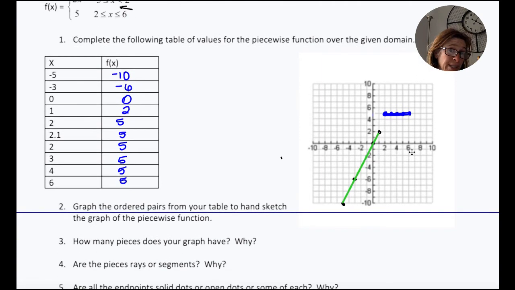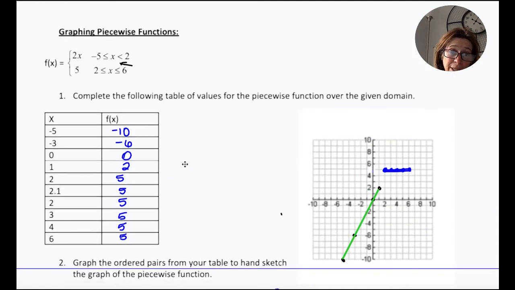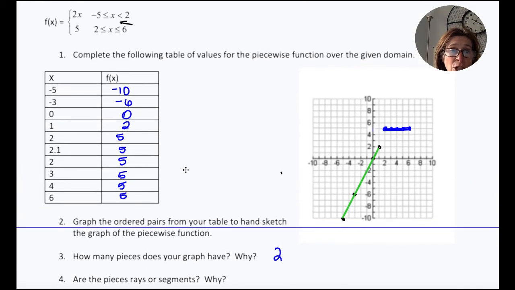So how many pieces of the graph do we have? Well, we have 2, because we have 2 functions in our piecewise. And it's important to know, are the pieces rays or segments? They're segments because the inequality has endpoints. It doesn't go on forever in one direction or the other. Are all the endpoints solid dots or open dots? We only have one open dot, and it's at 2.